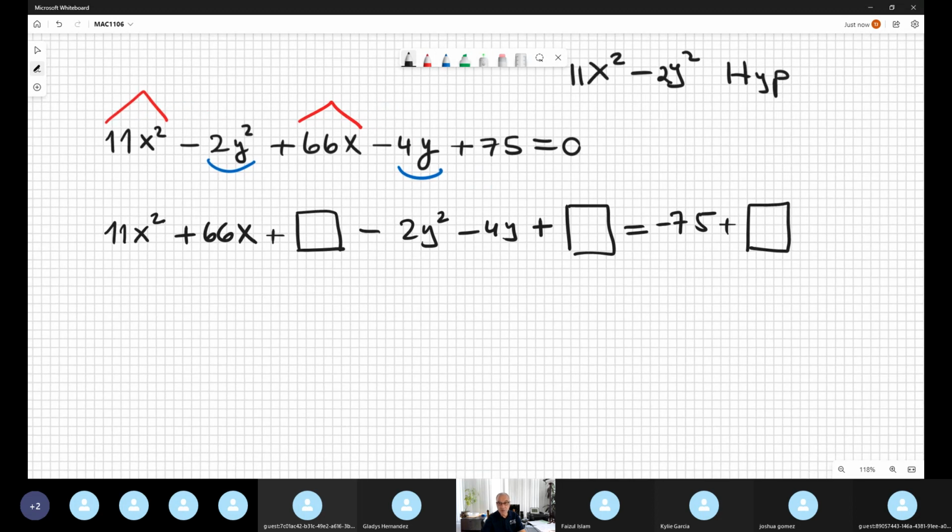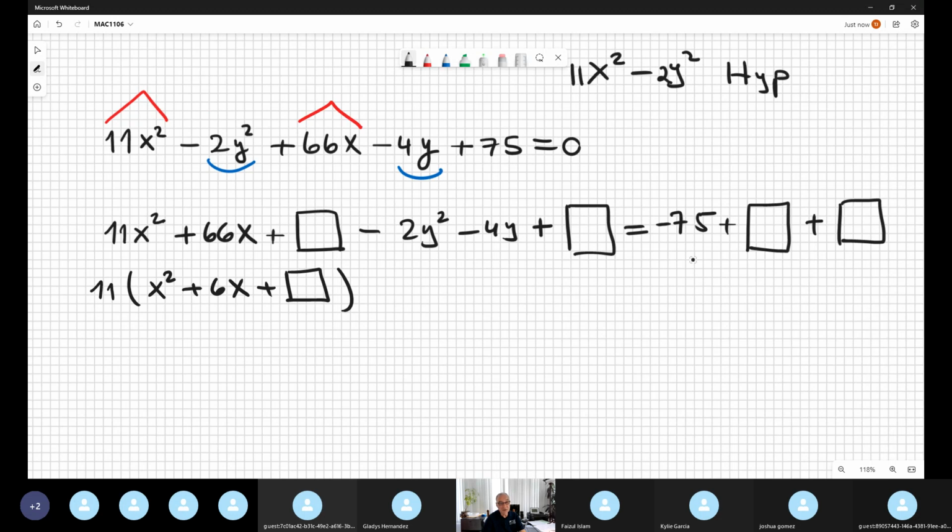But to complete the square, you need always get the coefficients in front of the square must be 1. So you factor out 11. You copy x squared plus 6x plus the box. Of course, this box is not the same as this box because this box is already factored out 11, no?